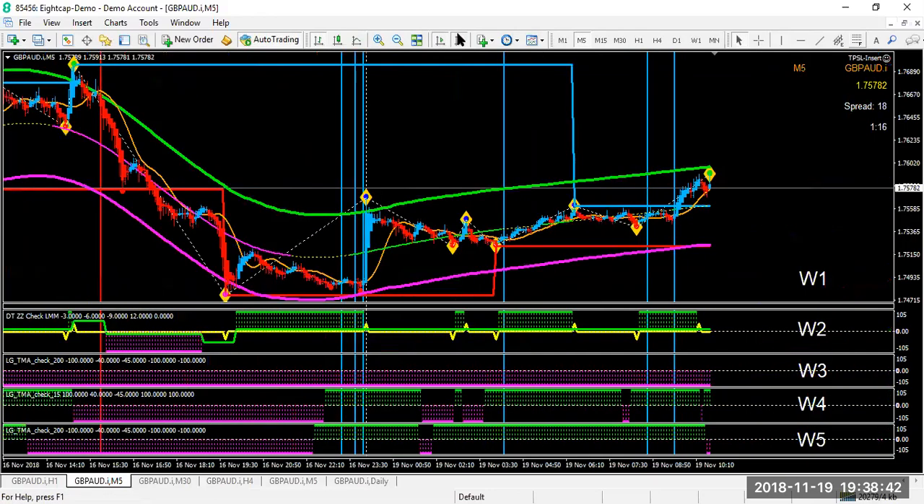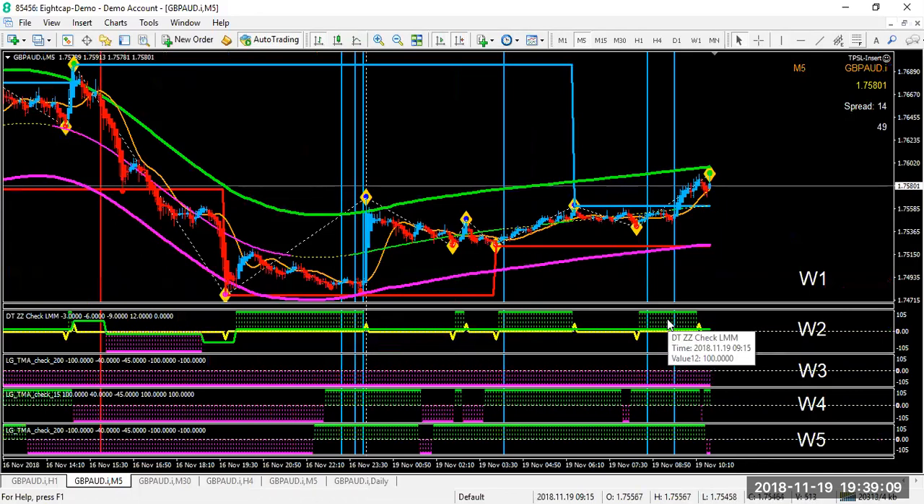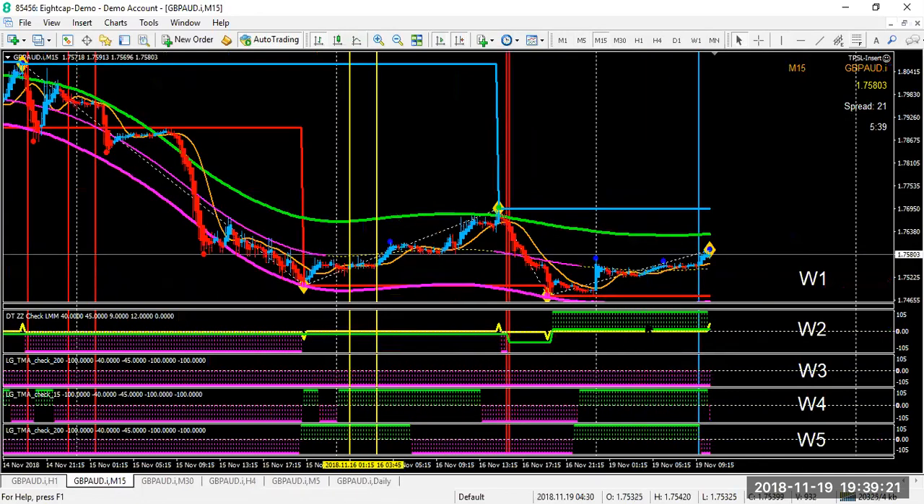The additional benefits of it: window 2 is pretty much a version of FPH from Diamond Pip Harvester. So it can see up to the 4 hours. That's a 15-minute chart, sorry. So over here on the 15-minute, it uses the 15-minute and the 4 hours.